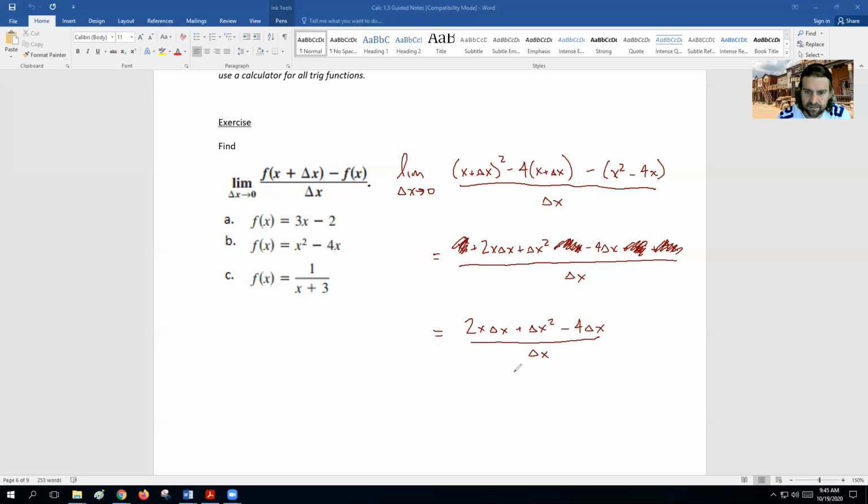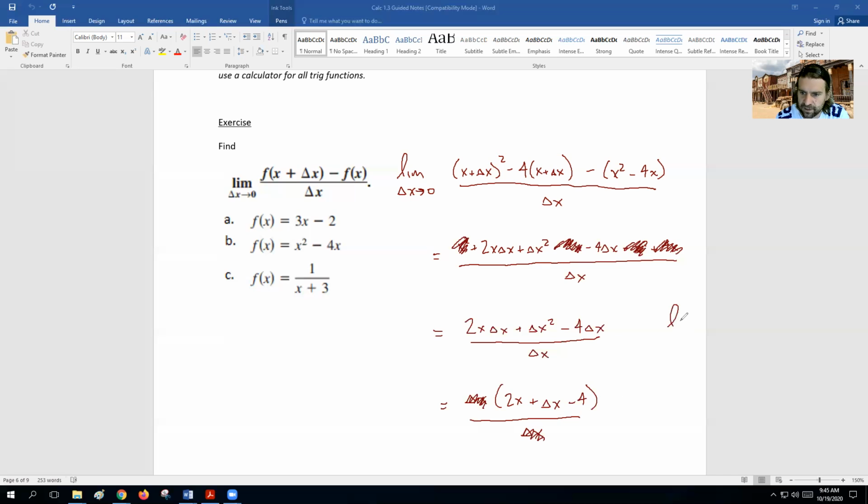Well, we can't take the limit yet because we still have a delta x in the bottom, but the top part now all has delta x. So I could factor out a delta x. And this becomes delta x times the quantity 2x plus delta x minus 4, all over delta x. And now our delta x's can cancel out.